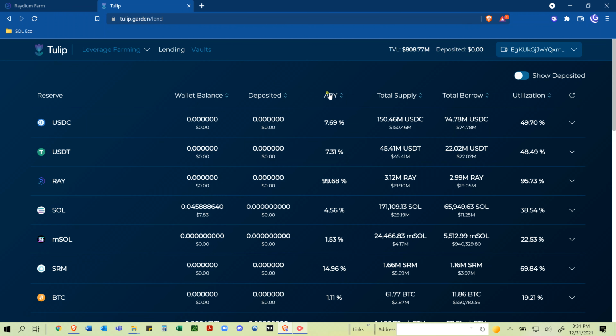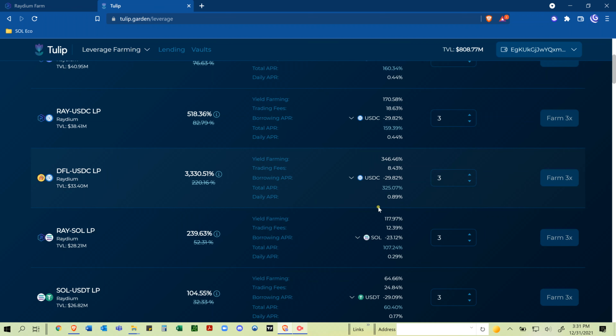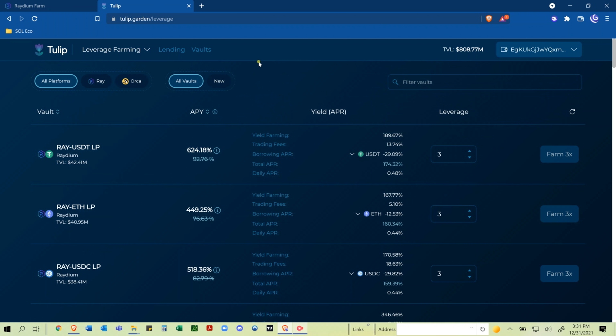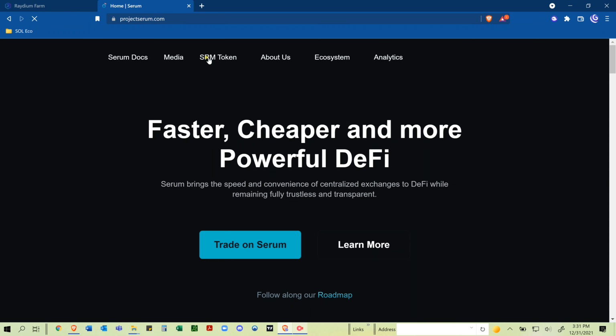I haven't really explored Tulip a whole lot, but they do have lending available. So you can lend out your crypto. Leverage farming, haven't looked at a whole lot either, but this looks pretty cool. Again, not financial advice in any way. So take some time, check out Tulip. Heard some really good things about it, and I'm glad Scuba made me check it out here.